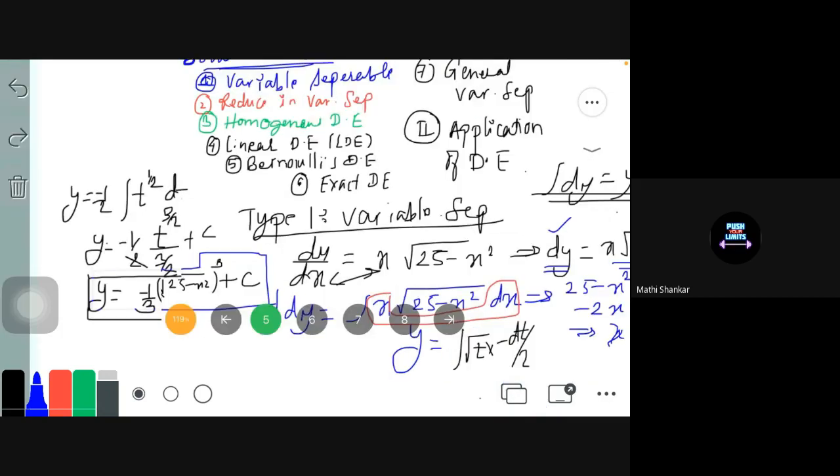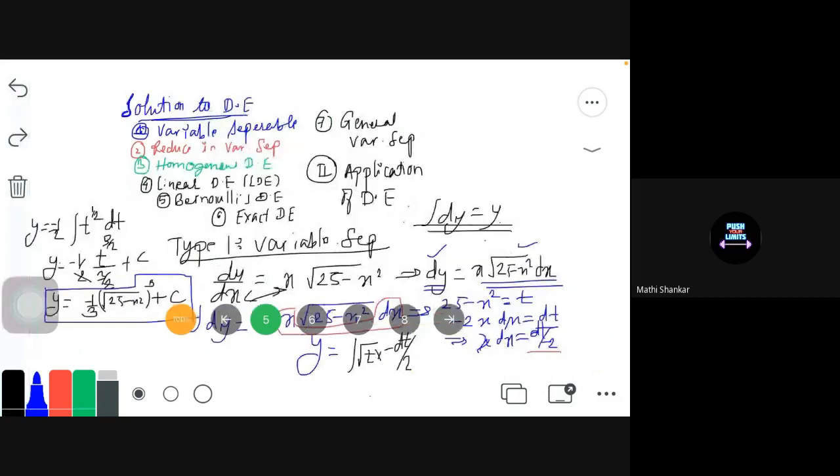So I wanted to solve this differential equation. I was given the differential equation as dy by dx is equal to x into root of 25 minus x square. So solution to a differential equation means finding the value of y. So after solving this, I've got the value of y as minus 1 by 3 square root of 25 minus x square, the whole raised to 3, plus c.